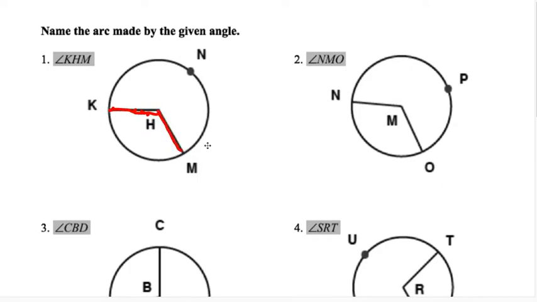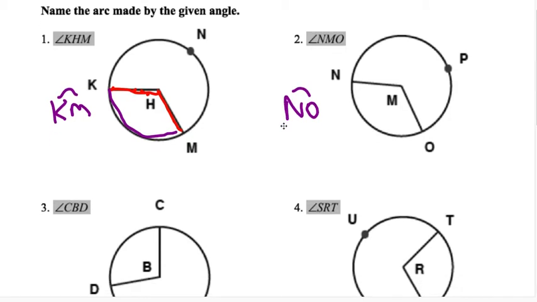So if we're talking about angle KHM, most of the time we go to what would be the minor arc defined by that. So we'd say it's arc KM. So we'd simply say KM or MK. Don't forget the little arc symbol. Angle NMO, likewise, NO or ON, either way.